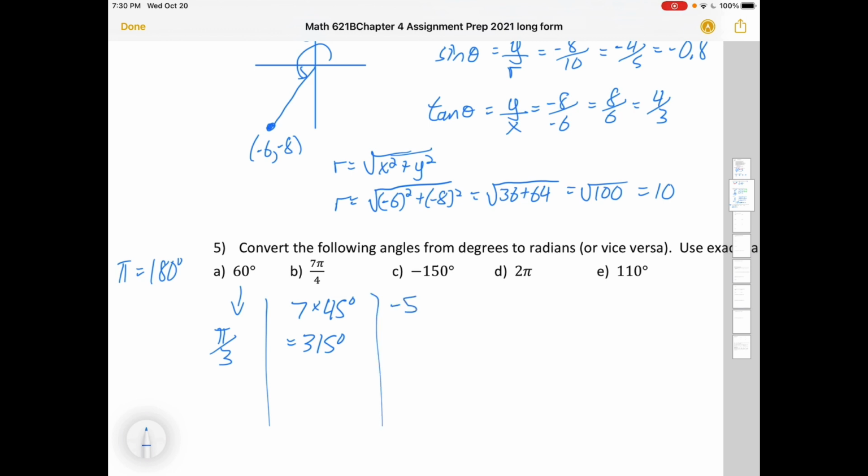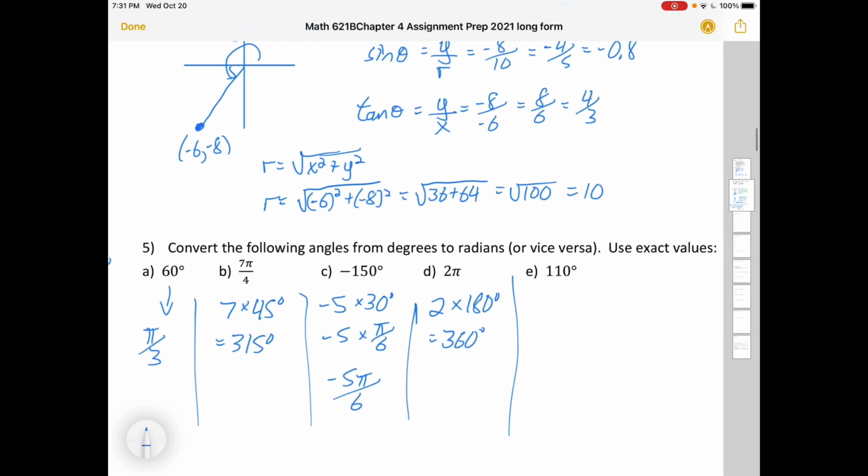So I would be thinking that negative 150 is negative 5/30s, or negative 5 pi over 6s, because 30 degrees is pi over 6. So in radians, it's negative 5 pi over 6. The next one, we've got 2 pi, so that's going to be 2 times pi, which is 180. And this is a really common one. 2 pi is 360.